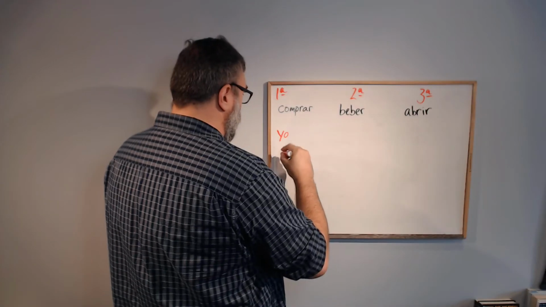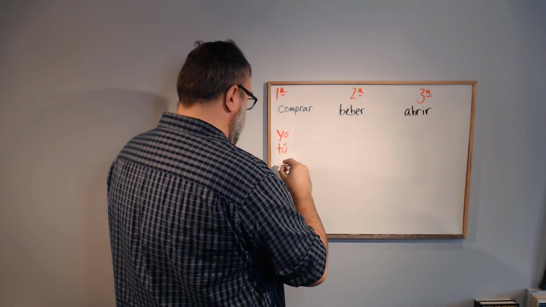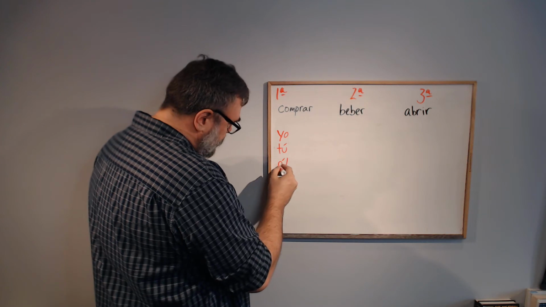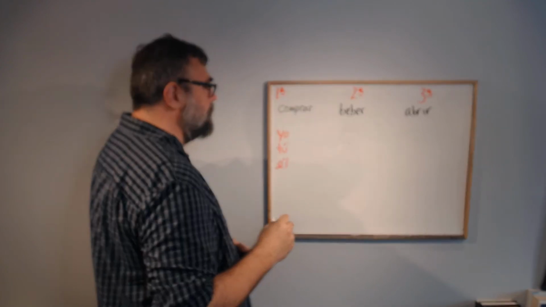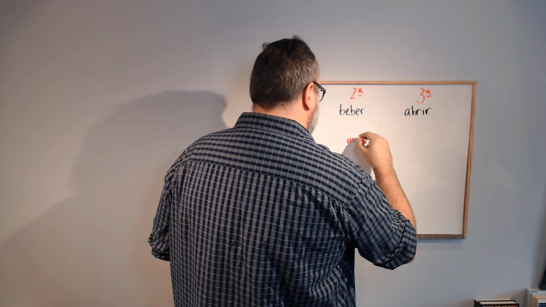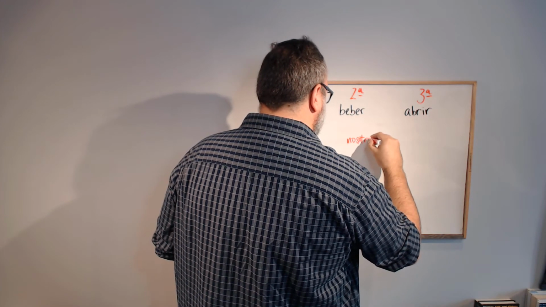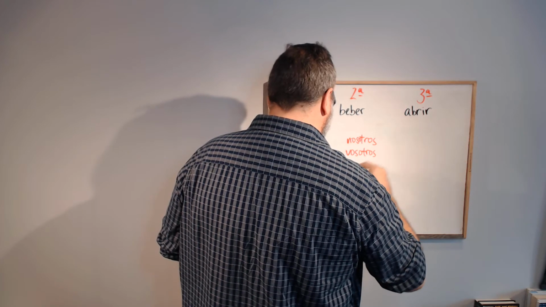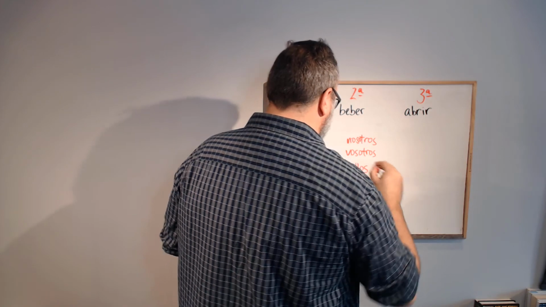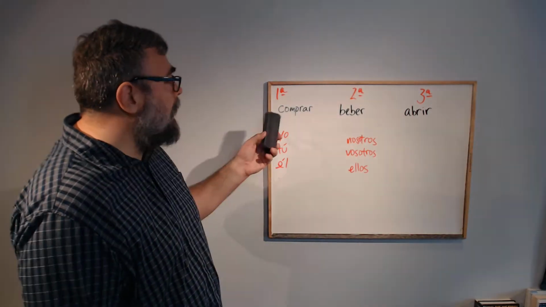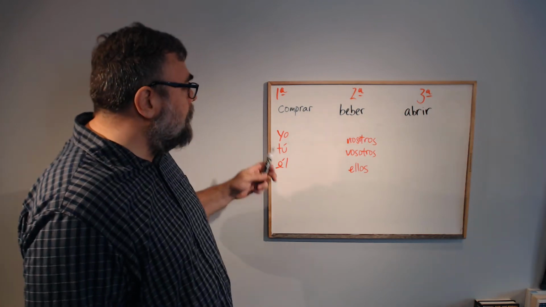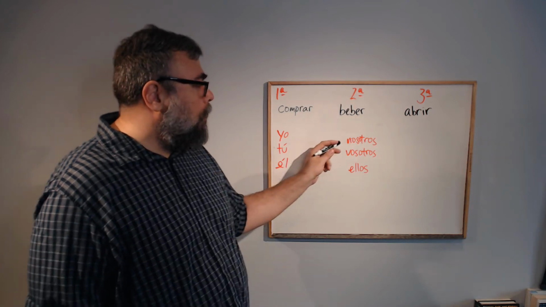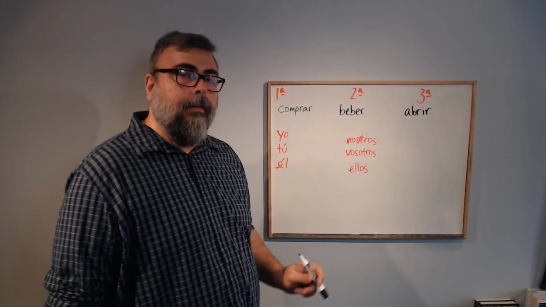Yo, tú, él. Eso es un E. E. Muy bien. Nosotros, vosotros, ellos. Okay, so if comprar is to buy, then when we're done with this, we'll be able to say, I buy, you buy, he buys, we buy, y'all buy, they buy.